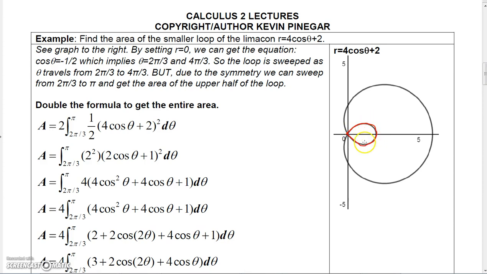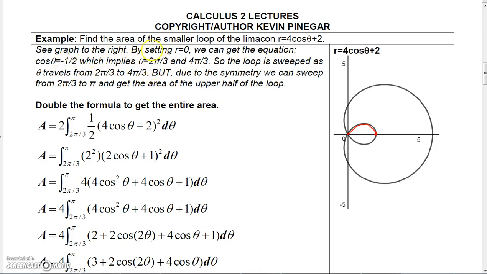That's in here. Now we can see the symmetry here though, so we don't really need to. We can actually just get the area of the top piece and then double it. So let's go with it at that route.